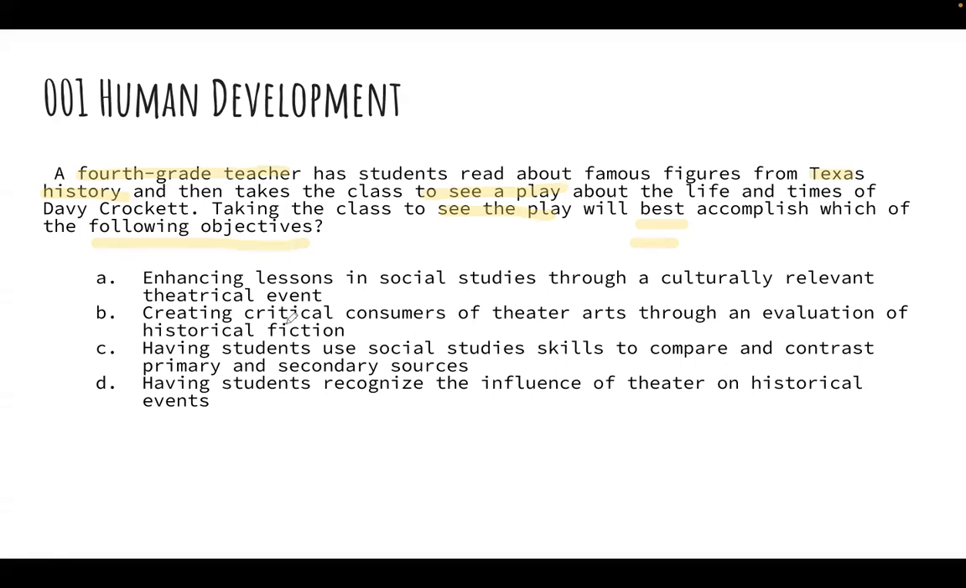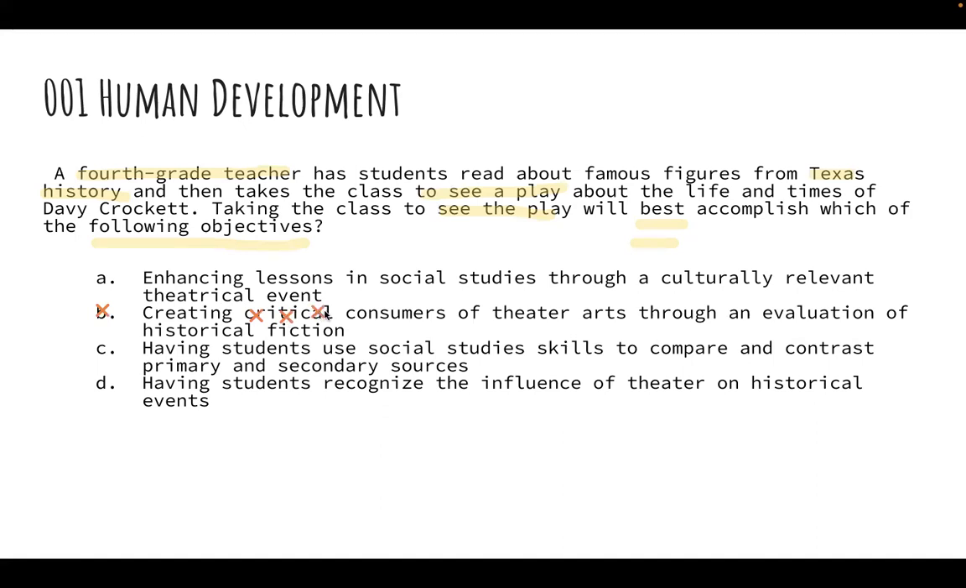Now, given what we know about play and engagement, what would be the most reasonable objective we're trying to accomplish here as a fourth grade teacher taking our students to a play? What can we bet ourselves $5 is not the right answer? That's not what this teacher is looking to accomplish. Letter B.